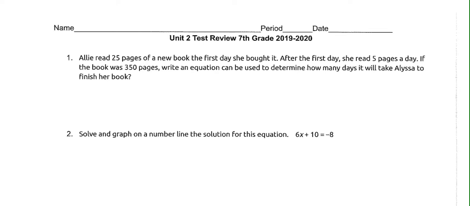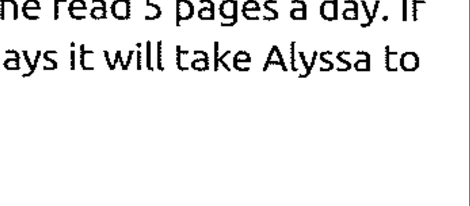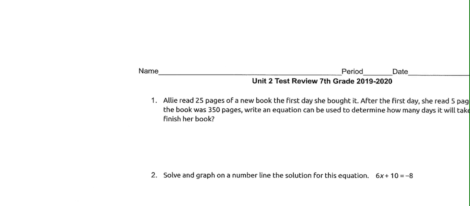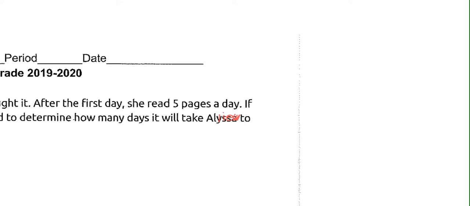So number 1 says, Allie read 25 pages of a new book the first day she bought it. After the first day, she read 5 pages a day. If the book was 350 pages, write an equation that can be used to determine how many days it will take Alyssa to finish her book. Apparently, we changed people halfway through this problem. That's probably supposed to be Allie or Alyssa. Actually, hang on. A-L-L-I-E, because I can't spell. See, that says Allie. Okie doke.